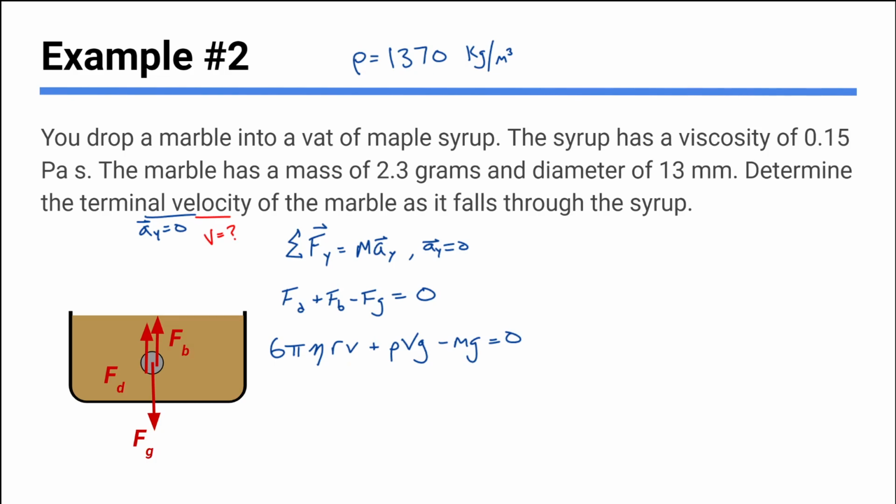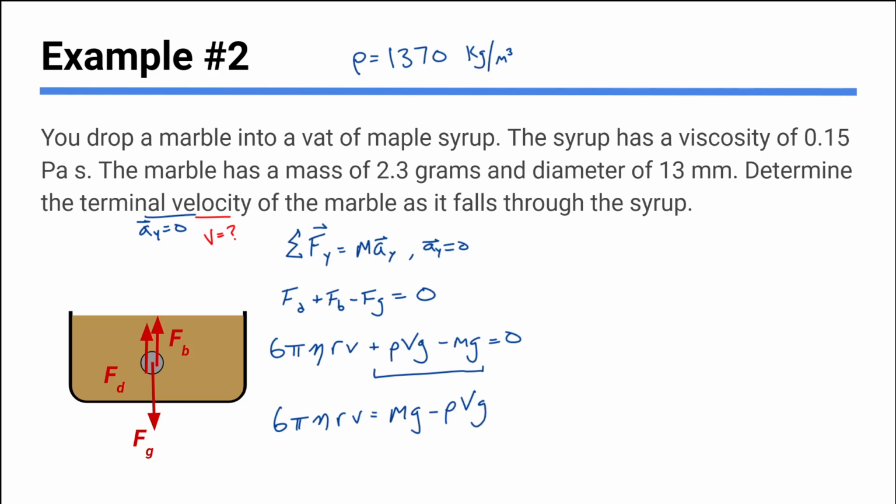Let's solve for V. I am going to get these terms over to this side. So I'll do a couple math steps at once. I'm going to subtract rho Vg and add mg. So I got 6 pi times viscosity times r times v equals, I'm going to do it this way because I don't want to start with a negative, mg minus rho Vg, right? So I added mg, I subtracted rho Vg.